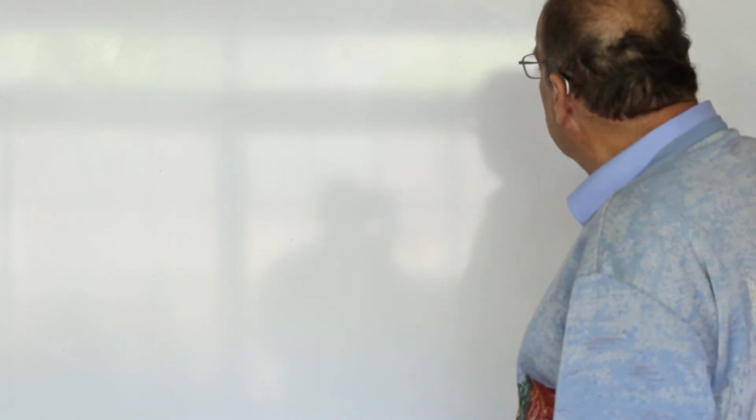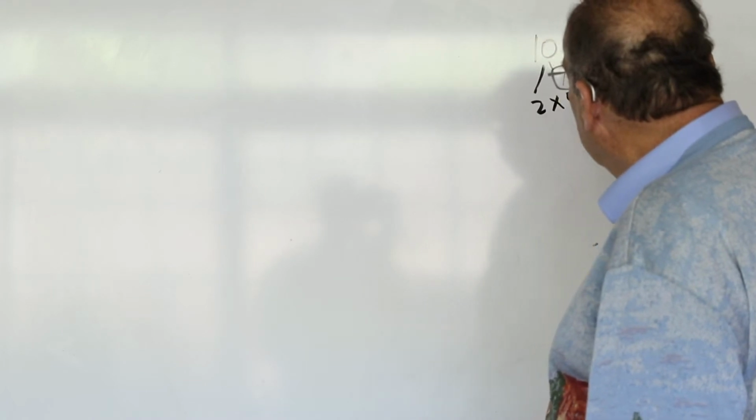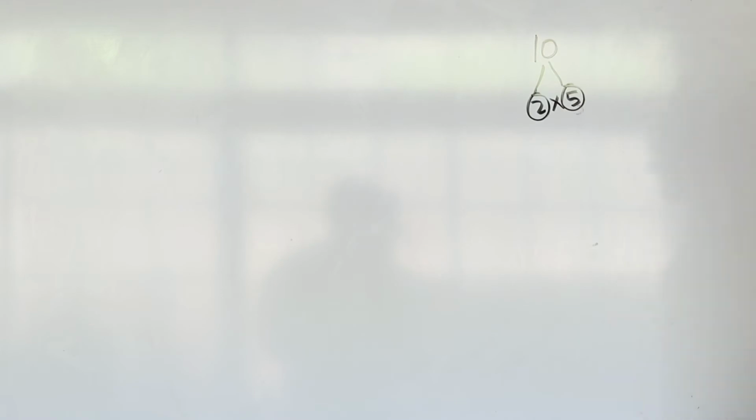There's a way to actually compute the numbers that are less than 10 and relatively prime to 10. What you do is you take 10 and make a factor tree. And these are both prime. So these are the prime divisors of 10. There's a formula called the Euler phi function.